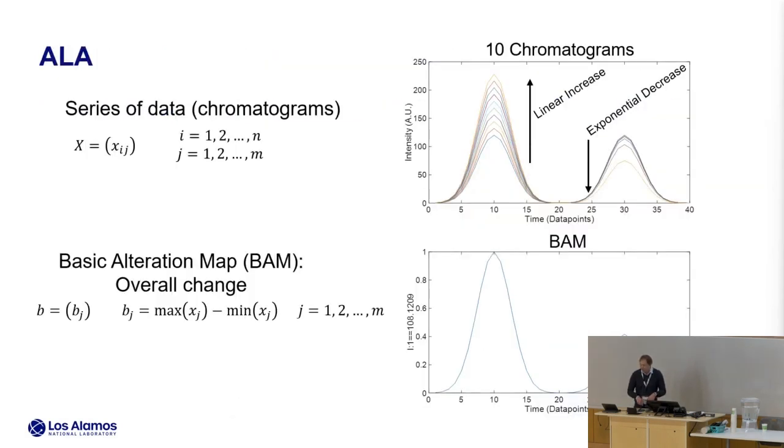So, time for math. For ALA, we have a series of chromatograms in here. This is just 1D, and I've generated this data. We have a peak on the left that's linearly increasing, and the peak on the right is exponentially decreasing. For ALA, we can generate these 3 maps. The first one is called the BAM, the basic alteration map, and we just take the maximum and subtract off the minimum. Pretty simple math there. We can see the peak on the left changes the most, therefore the BAM is going to be the highest.